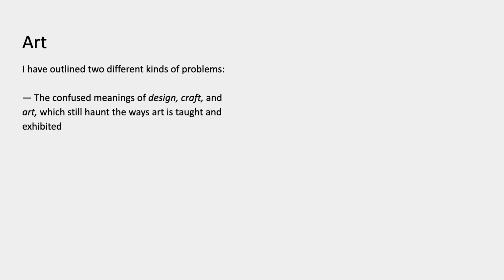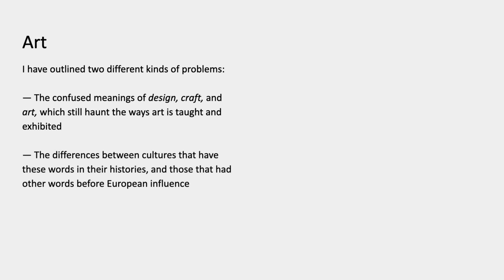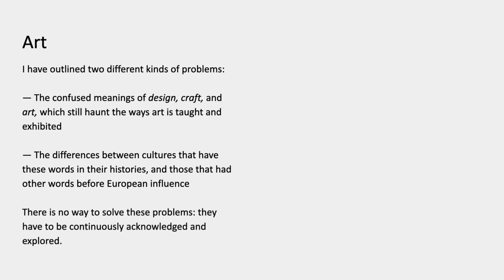So I've outlined two different kinds of problems. First, there's the confused meanings of design, craft, and art, which still haunt the ways that we teach and exhibit art. It haunts the curriculum and the arrangement of departments in an art school, for example. And then the differences between cultures that have these words in their histories and those that had other words before European influence. There isn't any way to solve these problems. They just have to be continuously acknowledged and explored so that we don't go on using these words as if they were self-evidently true and as if they were clear and useful and well logically separated, because they definitely aren't.